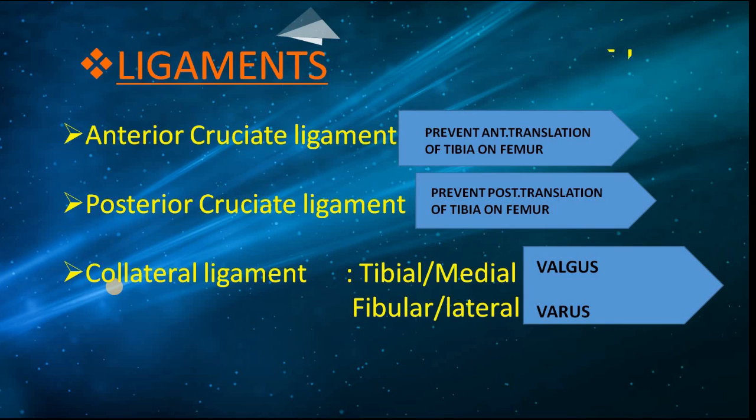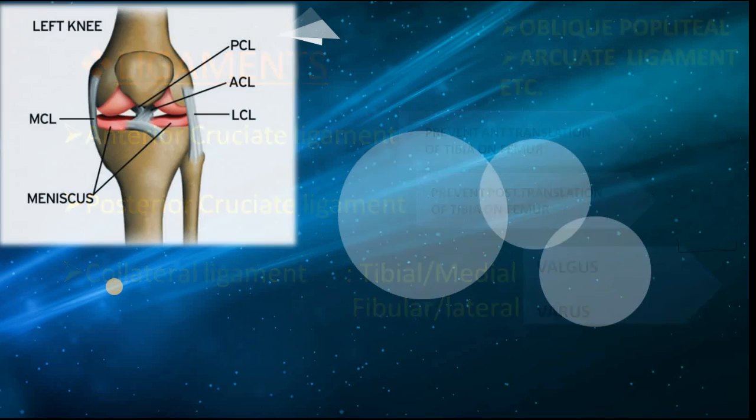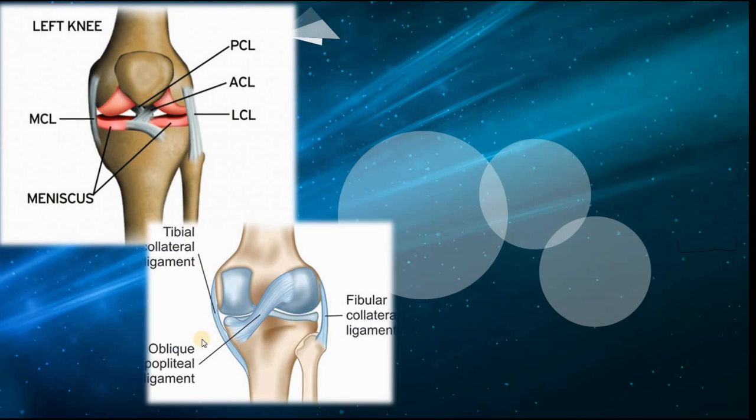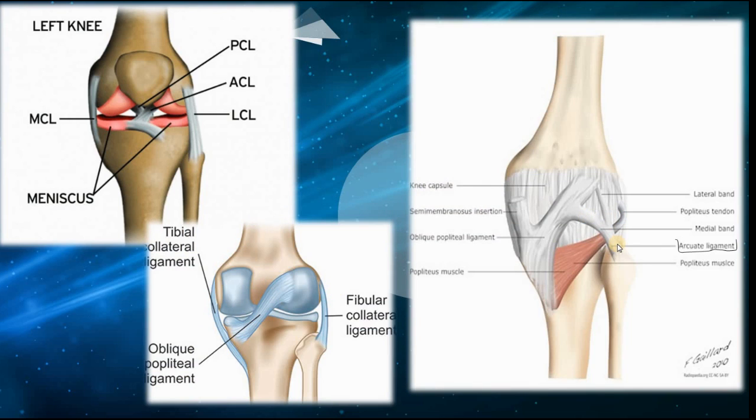Other ligaments of the knee joint are the oblique popliteal ligament and the arcuate ligament, etc., which are responsible for maintaining the stability of the knee joint. As you can see in this picture, there is the anterior cruciate ligament and the posterior cruciate ligament. Lateral and medial collateral ligaments are present, which are responsible for the knee stability, and the menisci between the femur and the tibia act as a shock absorber. There are also other ligaments, which are the oblique popliteal ligament and the arcuate, which is a Y-shaped ligament.